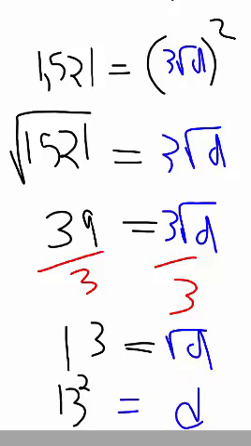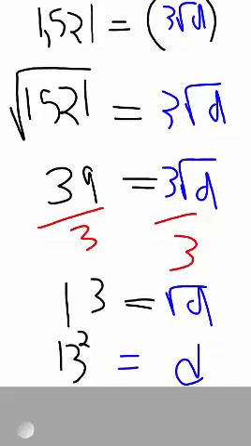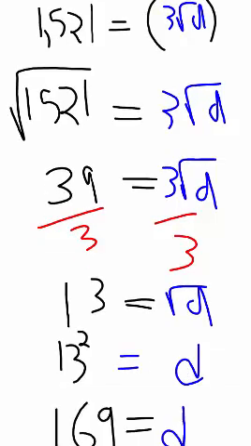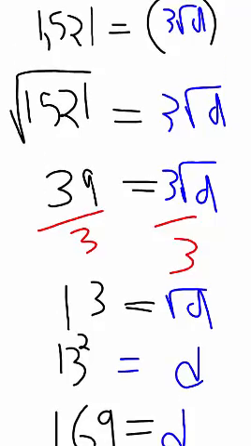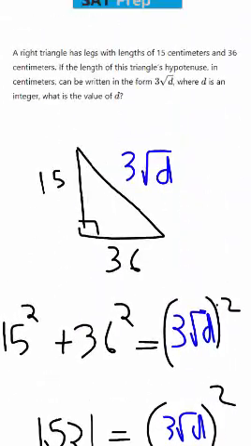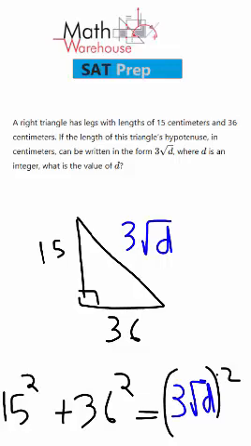Then you just take the square of both sides. Square the right side, the square of the square root of d is d, and 13 squared is 169, and of course that's the answer, 169. It's a very straightforward question. This is not the first. The only trick is dealing with the 3 square root of d.